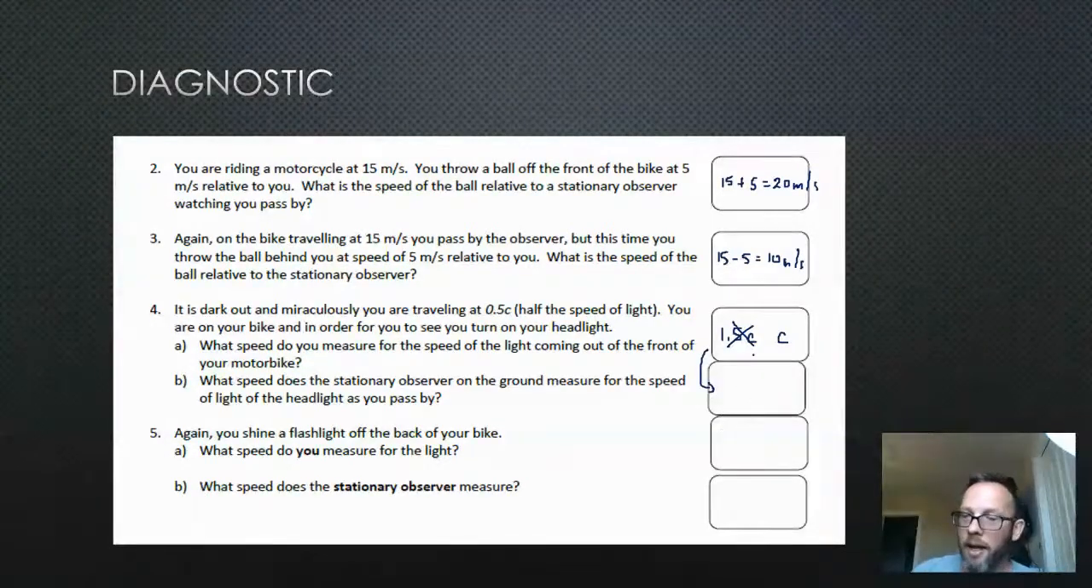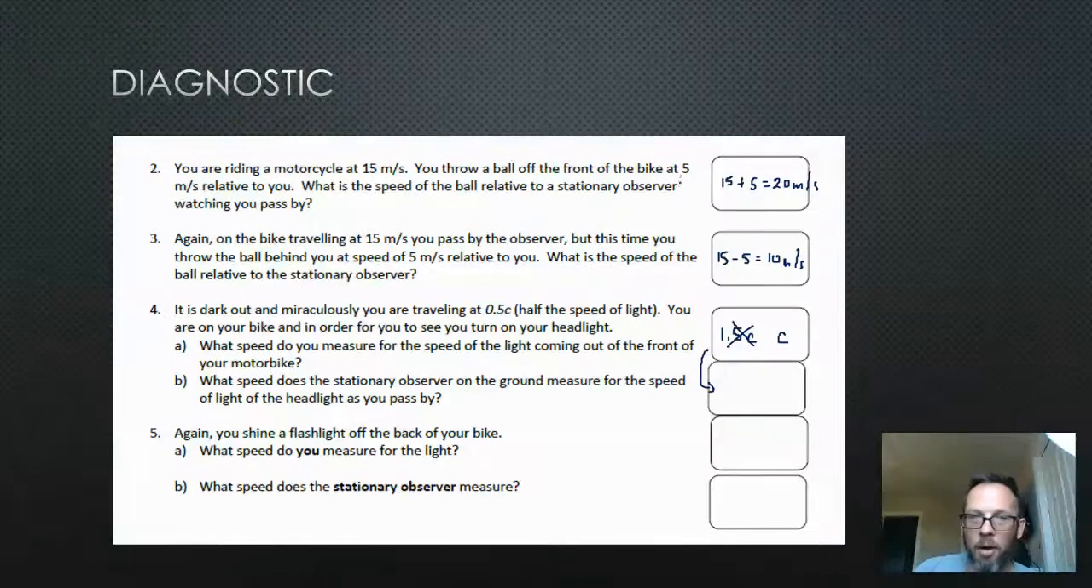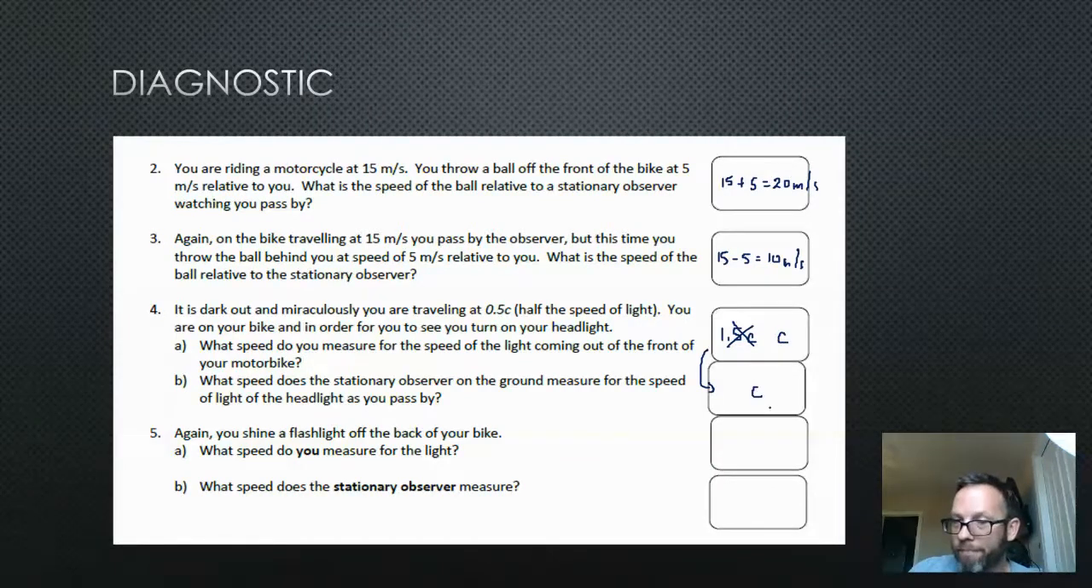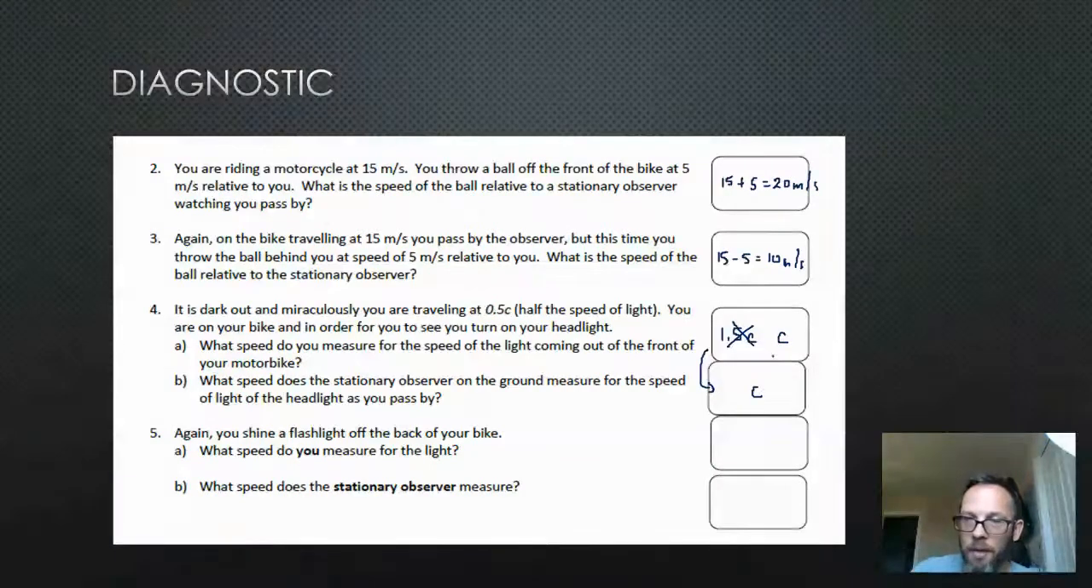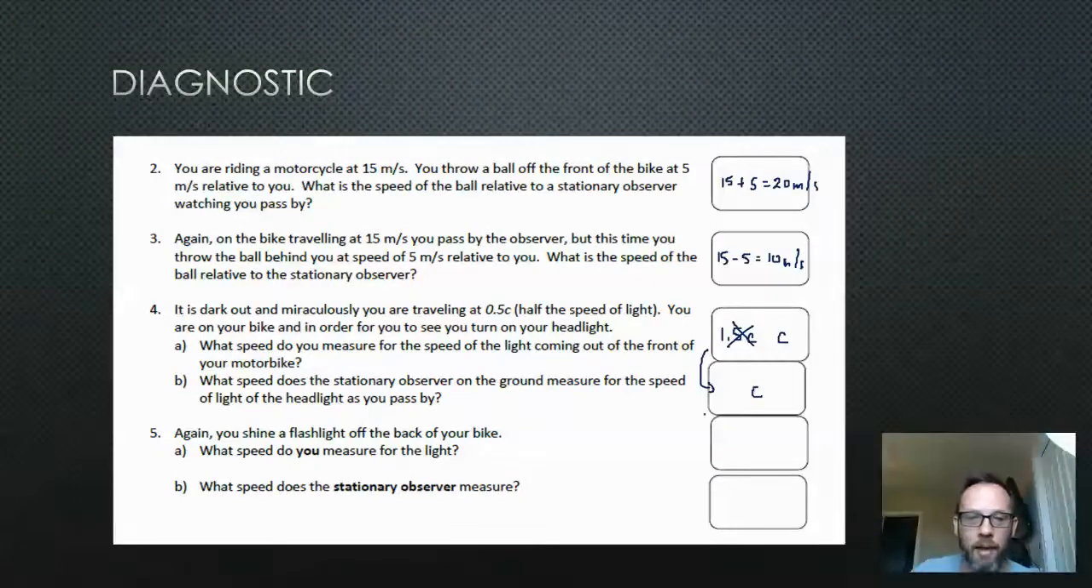But yeah, we see the light moving at the speed of light, and the stationary observer, unlike the balls adding together, where I see a ball on my bike moving forward at 5 meters per second and the person on the street sees 20 meters per second, we're both going to see the speed of light traveling at the speed of light. So things get interesting when we talk about speeds near the speed of light. We need ways to handle that.